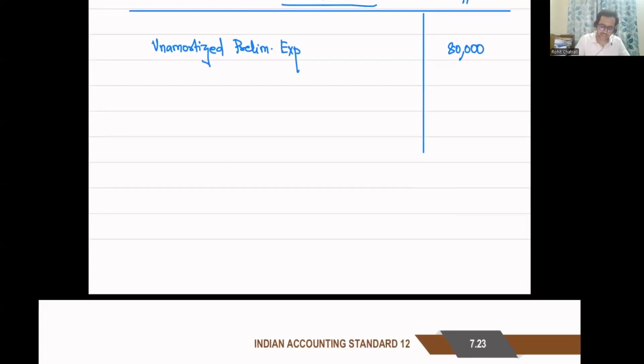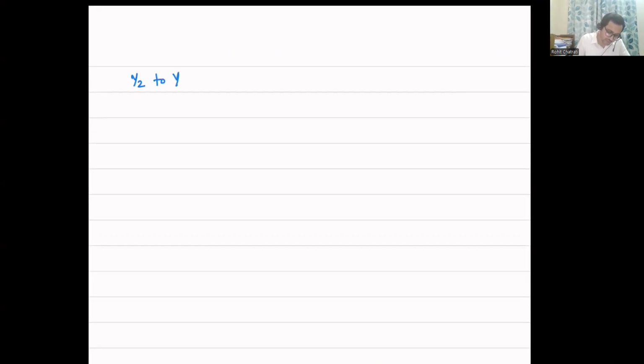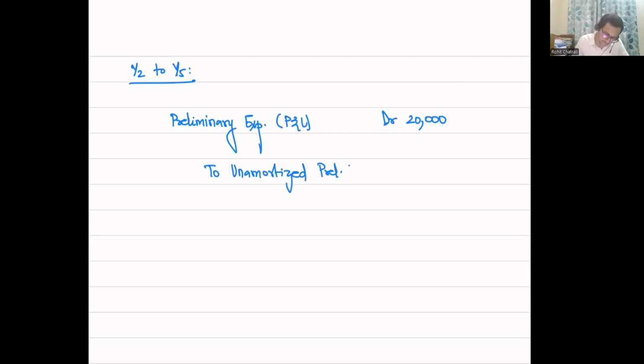Now, in subsequent years, let us say in year 2 to year 5, are we going to have any journal entry in the accounting books? The answer is no. There's going to be no further journal entry in the accounting books, but in the tax books, we will have an additional journal entry every year, which is basically charging preliminary expenses to P&L of 20,000. Every year, I'm basically going to move 20,000 into P&L. So I debit P&L by 20,000 and I credit the unamortized preliminary expenses, which is the asset item, by 20,000.